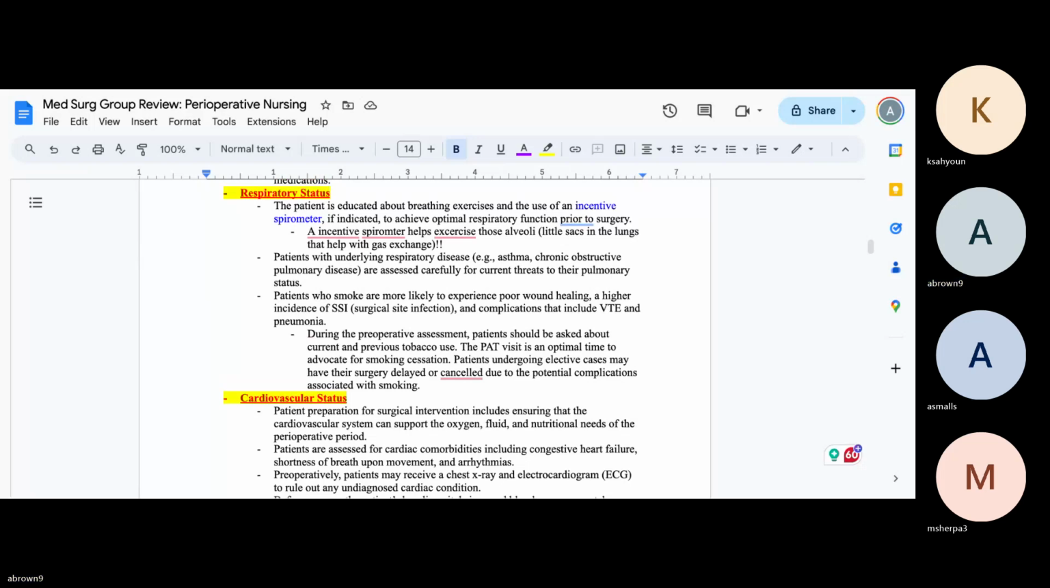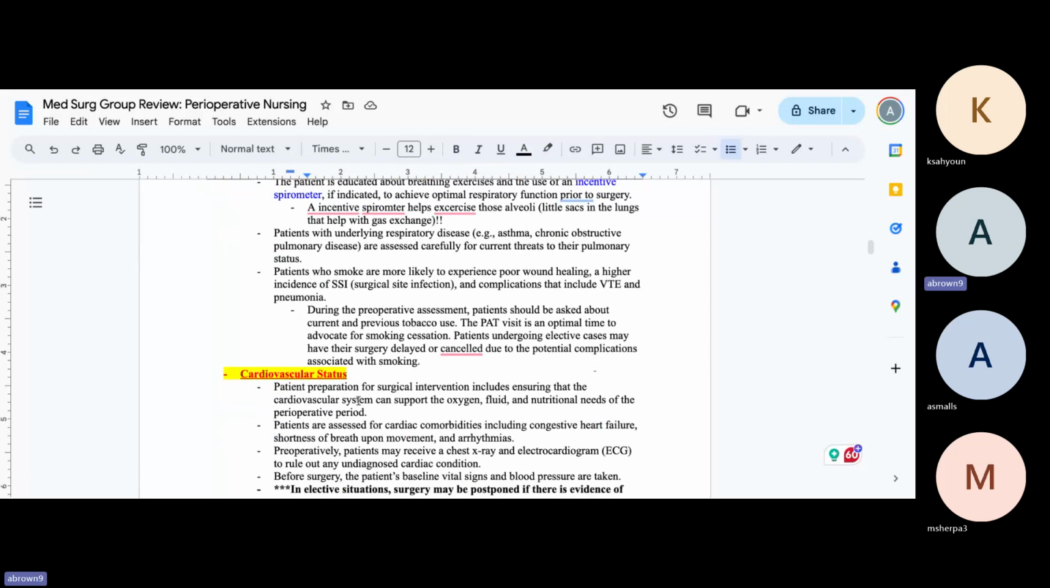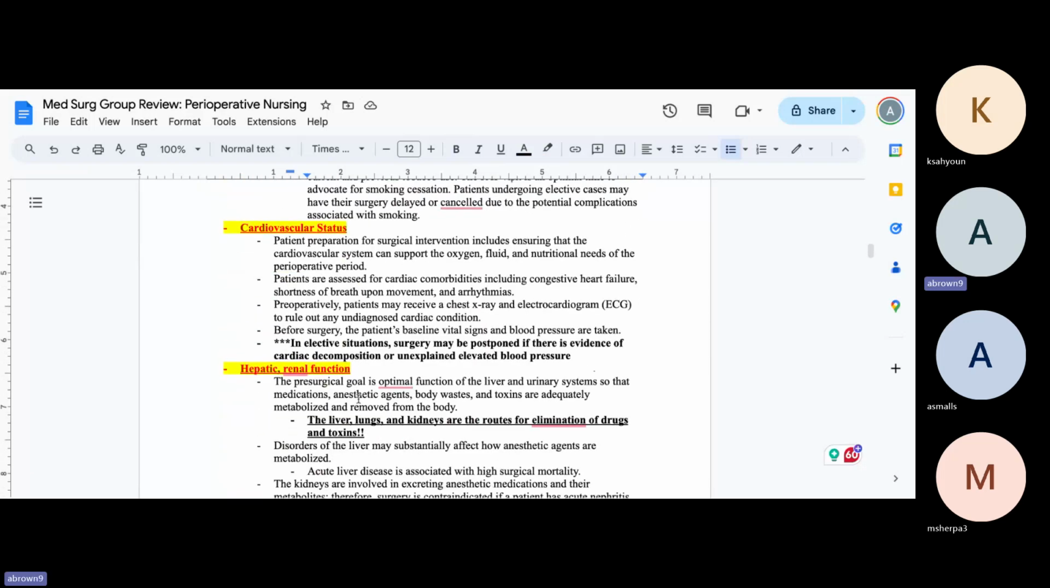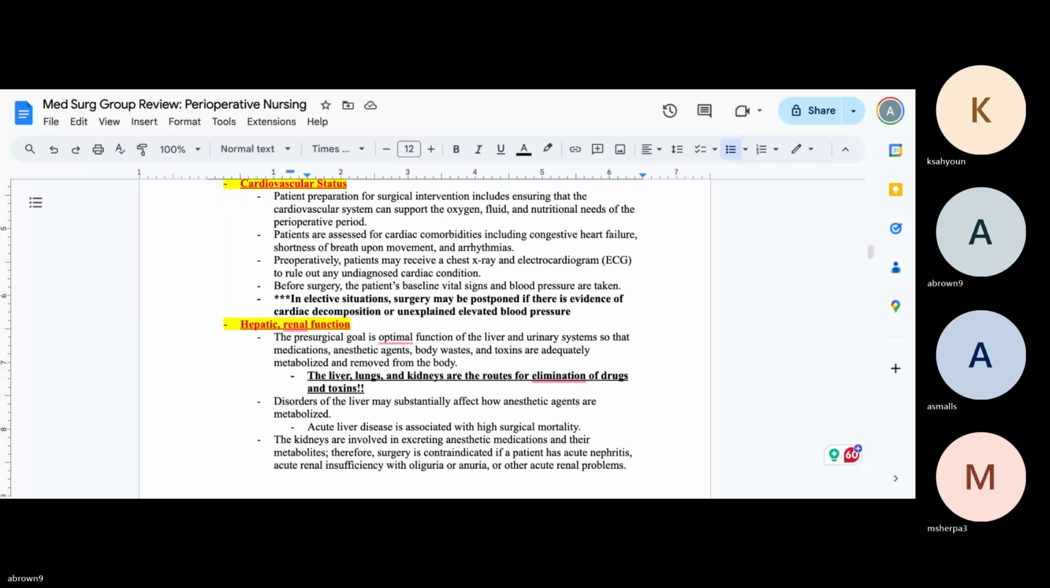The preoperative visit is an optimal time to advocate for smoking cessation. Patients undergoing elective cases may have their surgery delayed or canceled due to the potential complications associated with smoking. So that's a little bit about respiratory. Any questions? No questions. Okay.